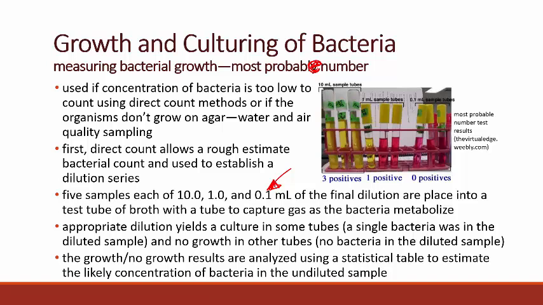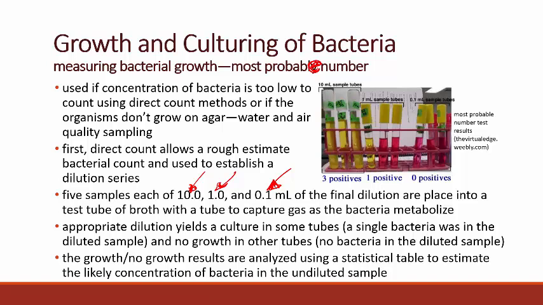So you add 0.1 mil of that final dilution to the tube, you would add 1 mil of your final dilution to the tube, and you would add 10 mils of your final dilution to the tubes. So usually you do 5 test tubes each. One set has 10 mils of the final dilution, one has 1 mil, one has 0.1 mil. And then you look at how many of the tubes show growth.